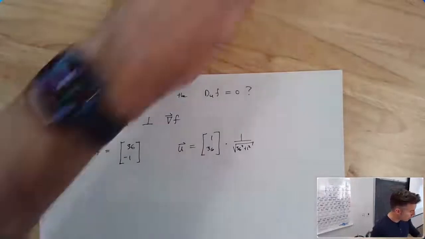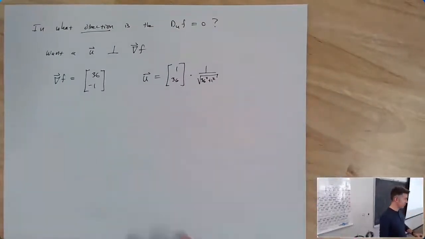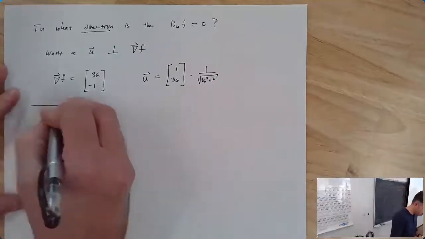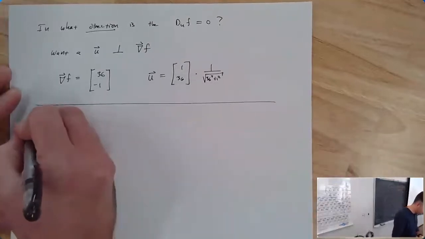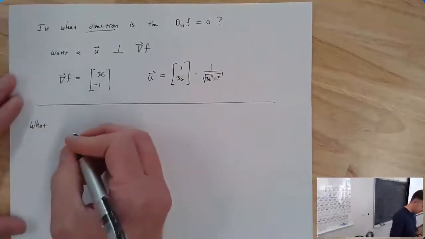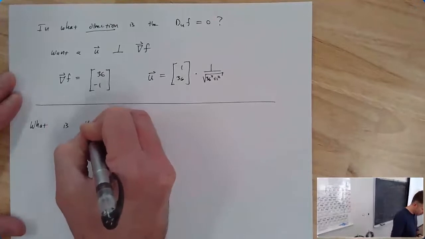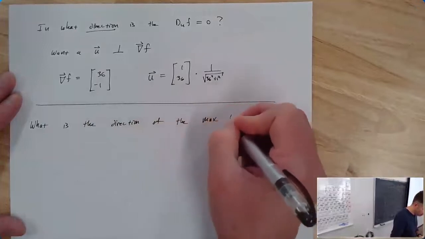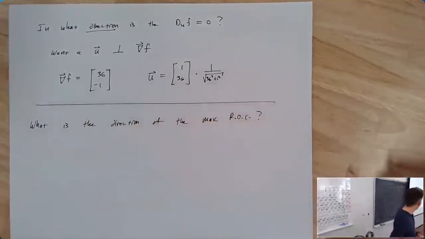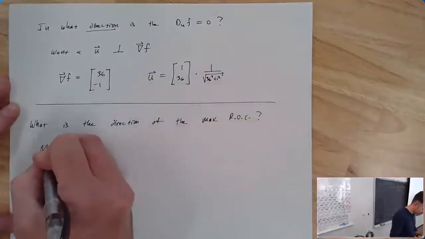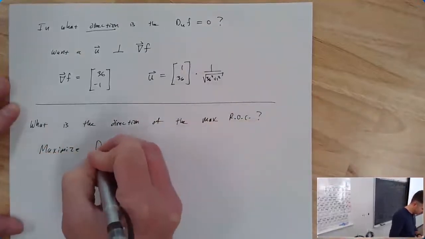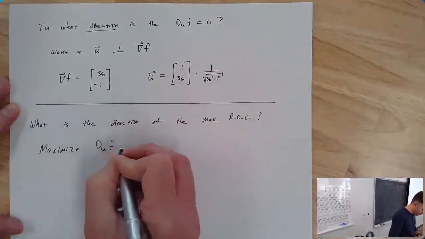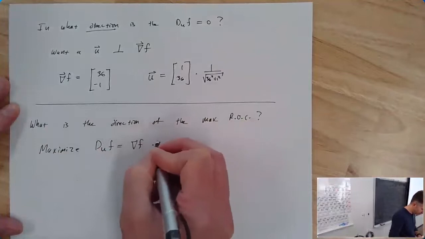So when you're finding the direction that's the maximum rate of change, we originally talked about it using the directional derivative. If someone asked you, what is the direction of the max rate of change, well, what we're doing here is just trying to say, okay, maximize the directional derivative, which is equal to the gradient dotted with the unit vector.